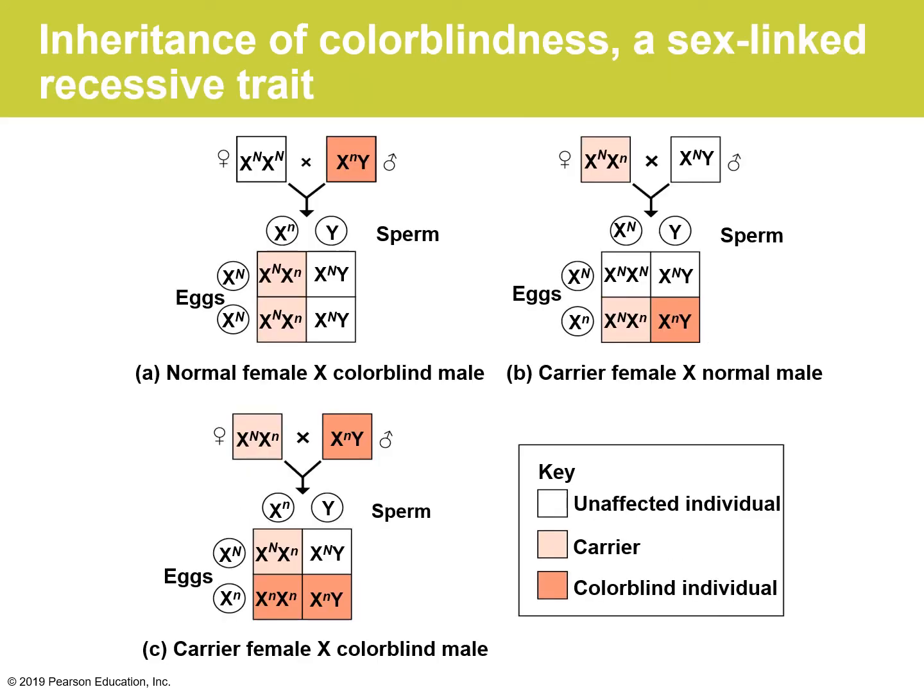This figure shows the inheritance of color blindness, a sex-linked recessive trait. We use an uppercase N for the dominant normal color vision allele and a lowercase n for the recessive colorblind allele. To indicate that these alleles are on the X chromosome, we show them as superscripts to the letter X. The Y chromosome does not have a gene locus for vision. Therefore, the male's phenotype results entirely from the sex-linked gene on his single X chromosome.